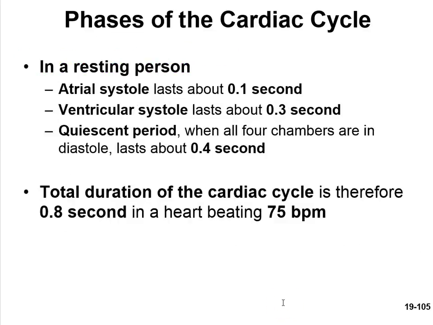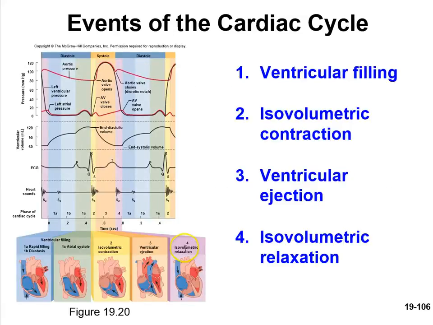In a resting person, atrial systole lasts about 0.1 seconds, ventricular systole about 0.3, and the quiescent period when all four chambers are in diastole is about 0.4 seconds. So the total duration of a cardiac cycle is about 0.8 of a second in a heart that's beating 75 times a minute. This is a neat chart because we can compare all of those things all in one, from the EKG to the sounds that are being made to the pressure and the amount of blood.